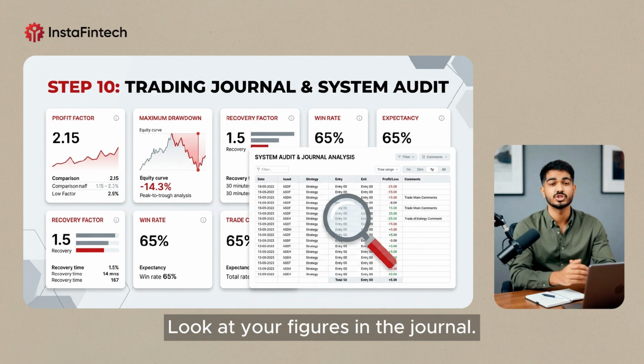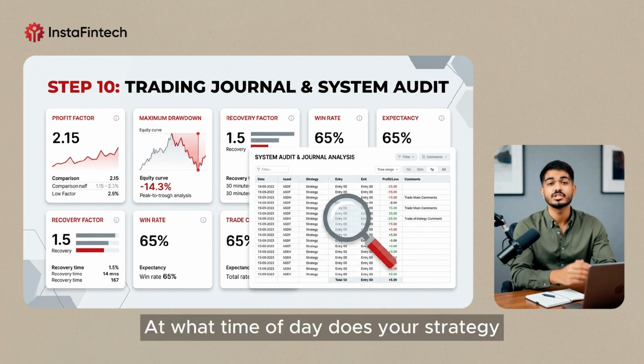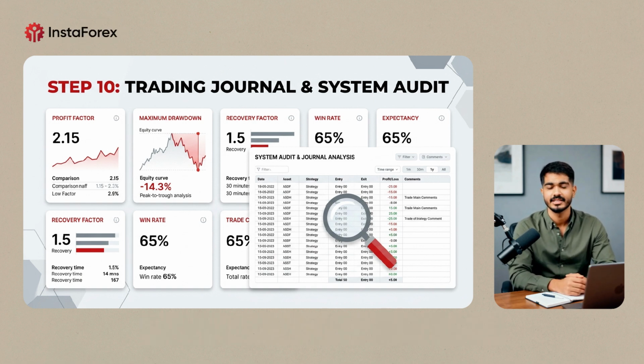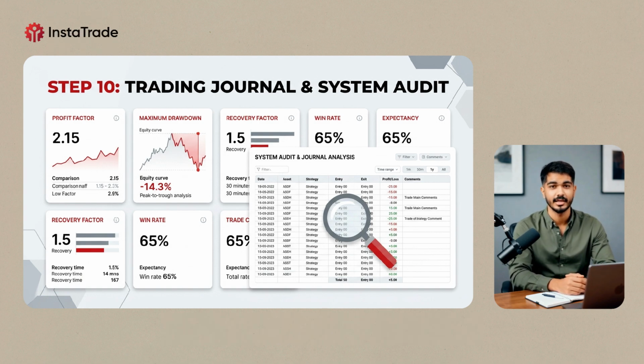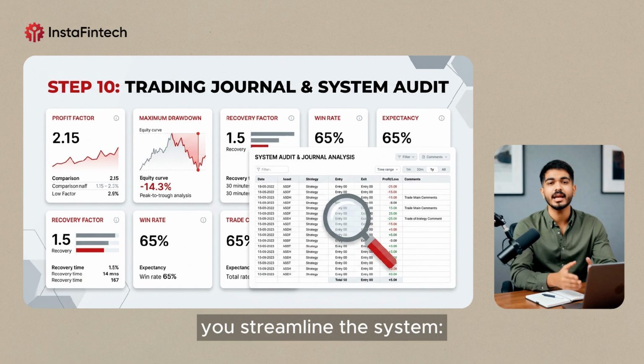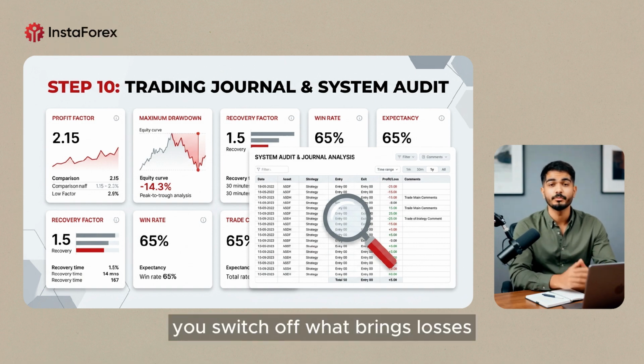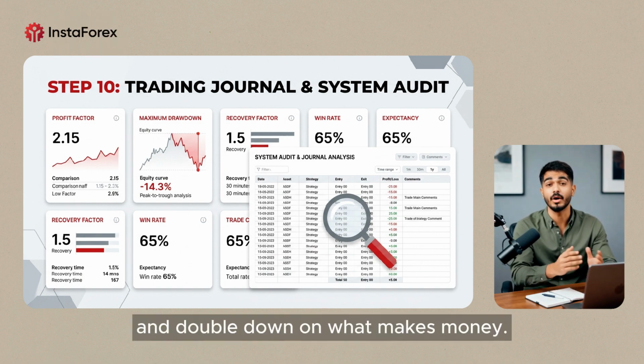Look at your figures in the journal. At what time of day does your strategy make the most profit? Which assets perform the worst and which deliver the best results? Based on these data, you streamline the system. You switch off what brings losses and double down on what makes money.